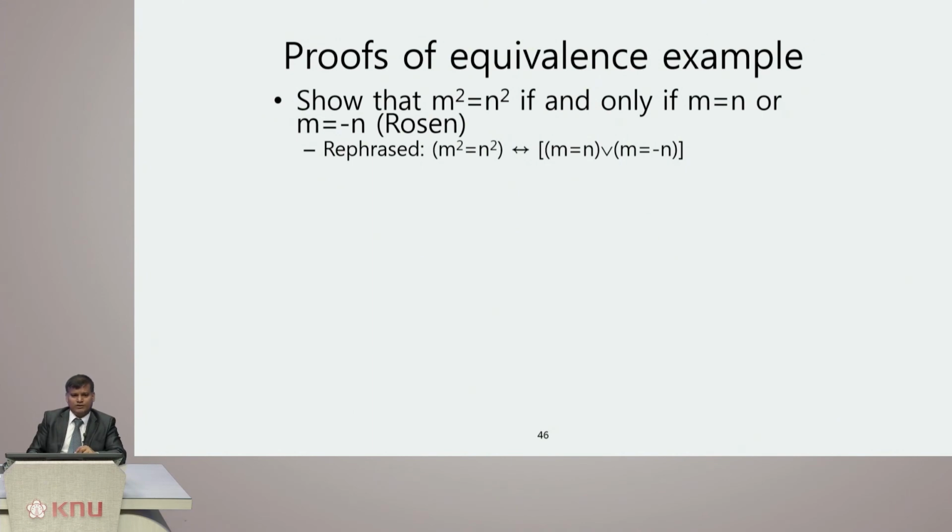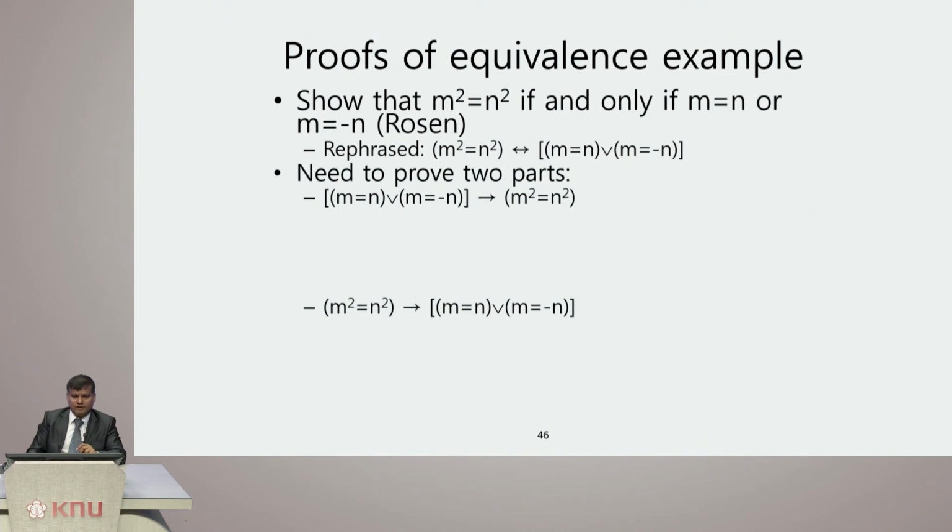So if we are going to show here m square equals n square if and only if m equals n or m equals minus n, we can rephrase this as m square equals n square, the biconditional or equivalence, to m equals n or m equals minus n. So we have to prove it in 2 parts. One is that m equals n or m equals minus n implies m square equals n square.